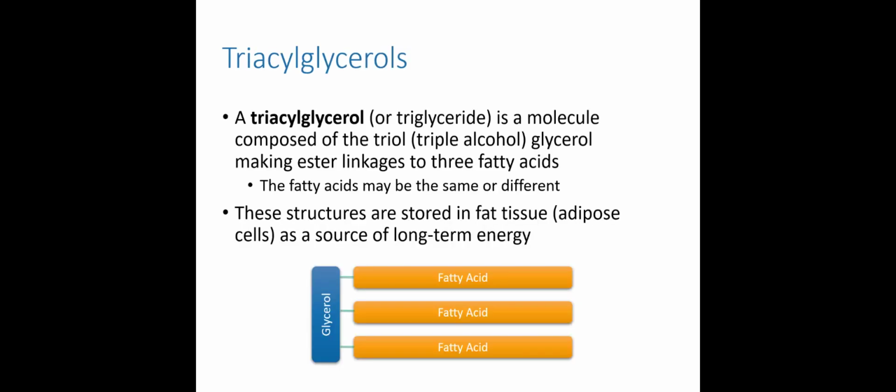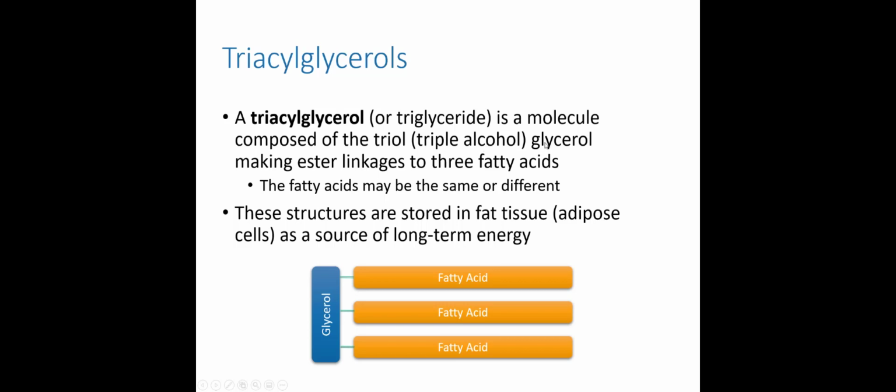We also call these triglycerides, and I would imagine that term might be more familiar. It's essentially a type of molecule which is formed when we take glycerol, which is a triol, meaning that it's got 3 hydroxyl, 3 OH groups on it.